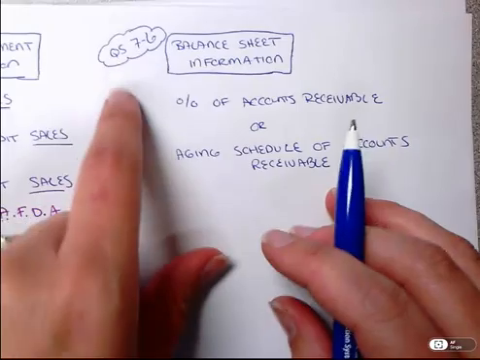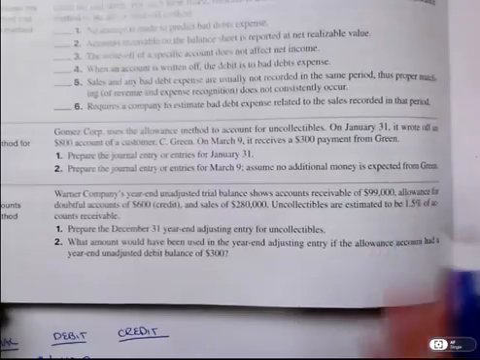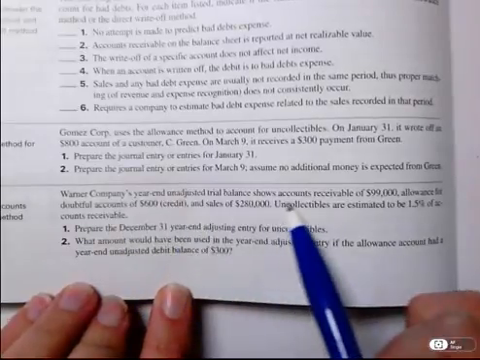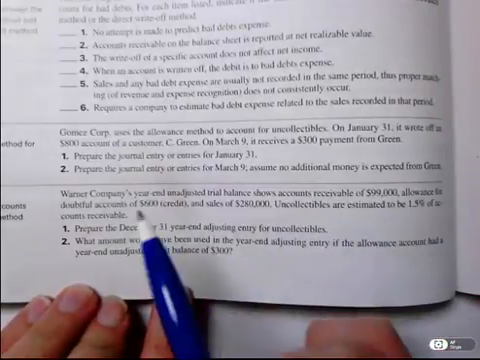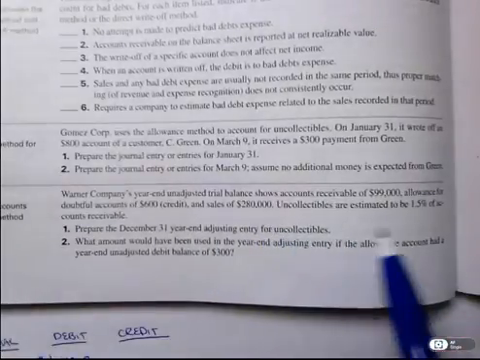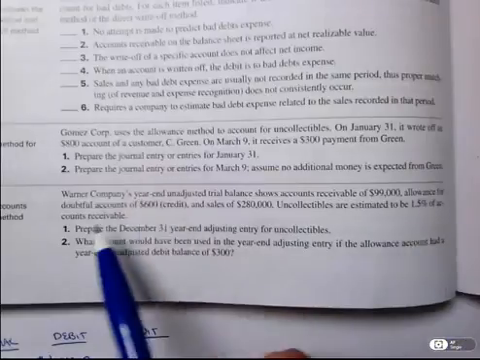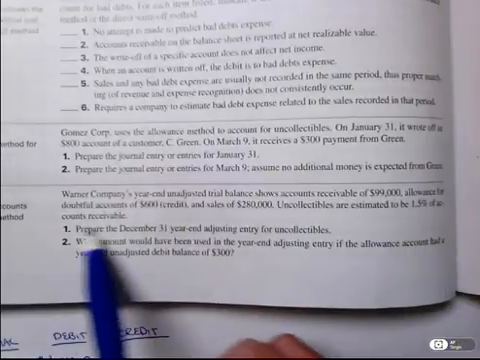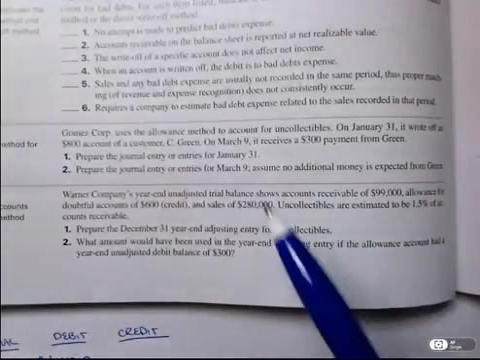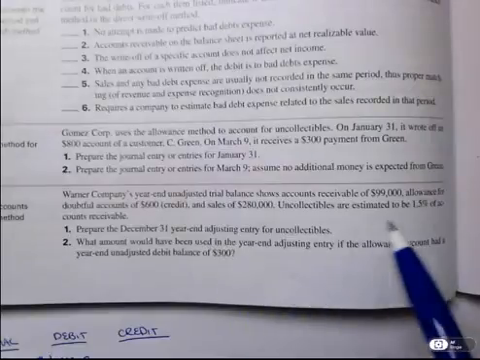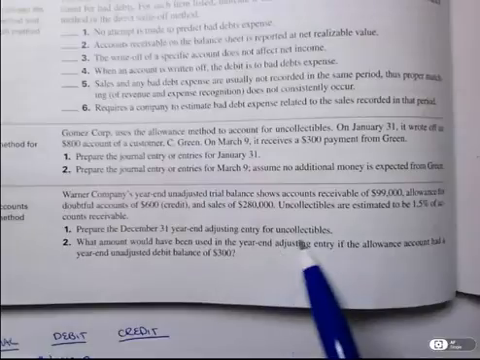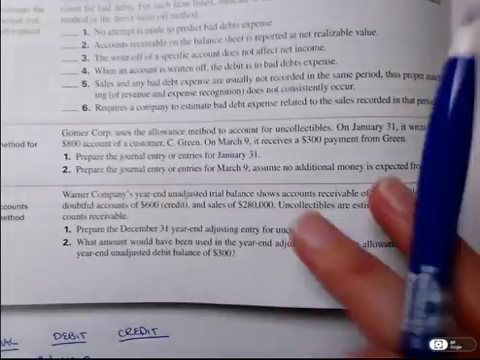So let's look at Quick Study 7.6. Quick Study 7.6 says, Warner Company's year-end unadjusted trial balance shows accounts receivable of $99,000, allowance for doubtful accounts of $600 credit, and sales of $2,800. And uncollectibles are estimated to be 1.5% of accounts receivable. This is different. We're not doing it on sales anymore. We're doing it on accounts receivable. If you haven't noticed, this is the exact same information we just looked at, but we're going to use a different method. So now we're going to prepare the year-end adjusting entry for the uncollectibles using this method.